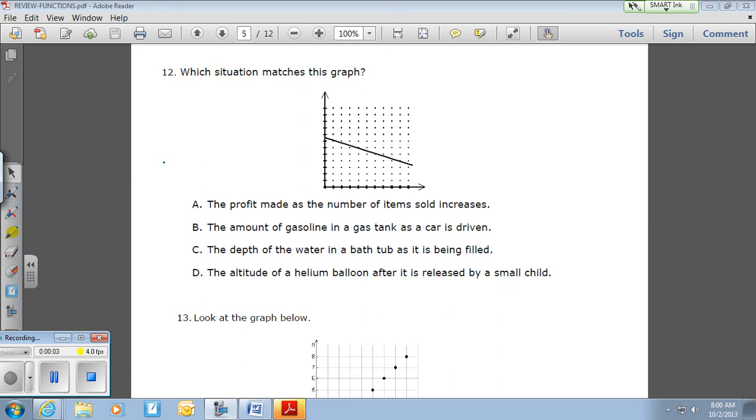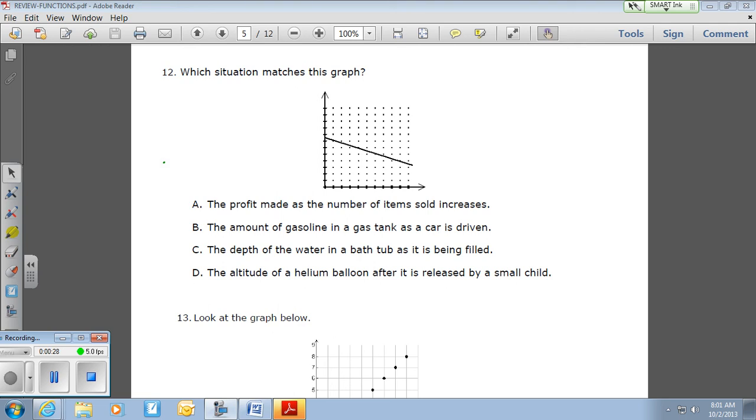Okay, we are continuing with our test review for functions, and we are on number 12. It says, which situation matches this graph? Now, there's nothing labeled on my axes, but if I read through here, it shouldn't be too difficult to figure out what this could be a graph of. So let's just look through every single answer choice, every single scenario, to see what would match up.